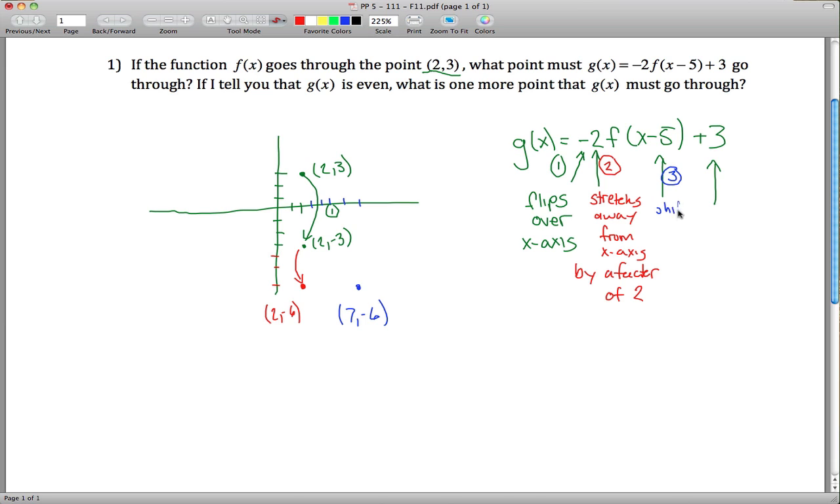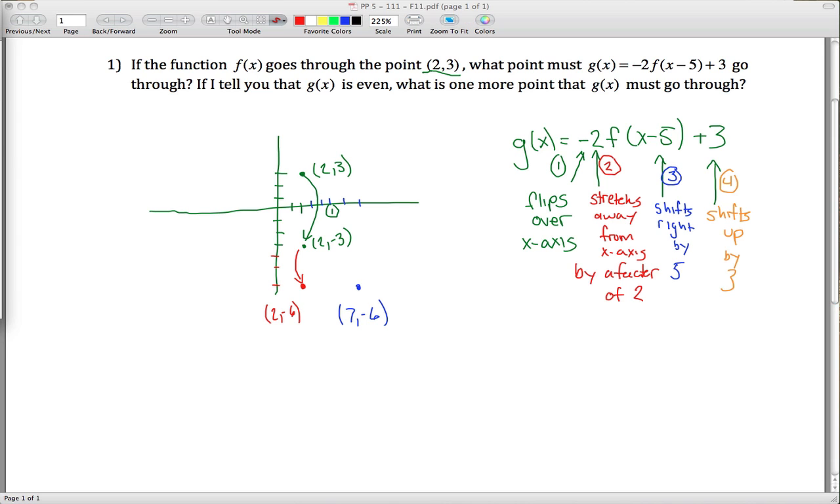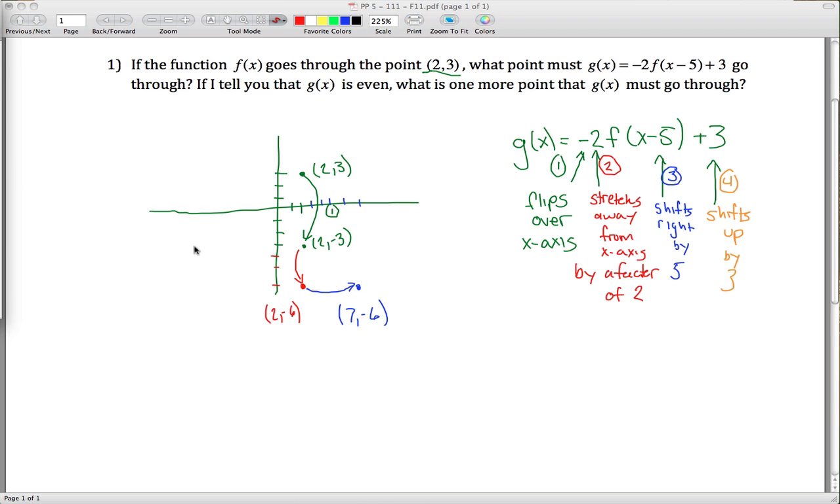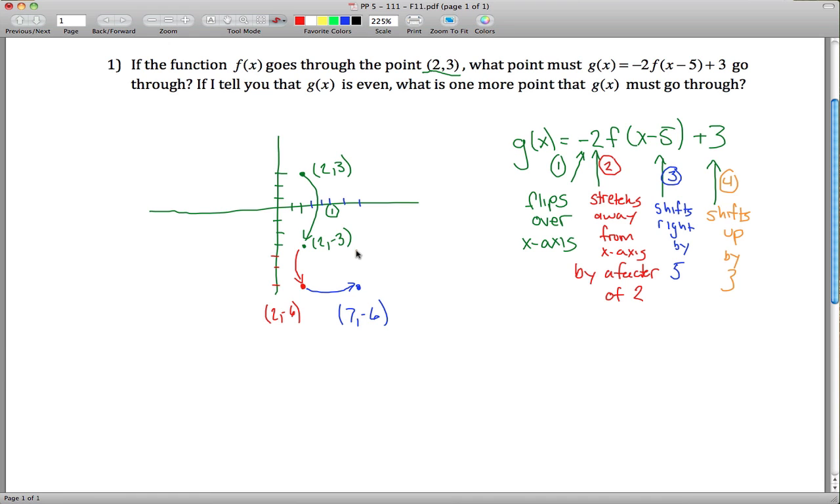This shifts right by 5. And finally, our 4th transformation, this plus 3, all that does is shift our whole graph up by 3. So if we used to be at (7, -6), we want to move that up by 3. Instead of its height being -6, its new height goes up to -3 again.